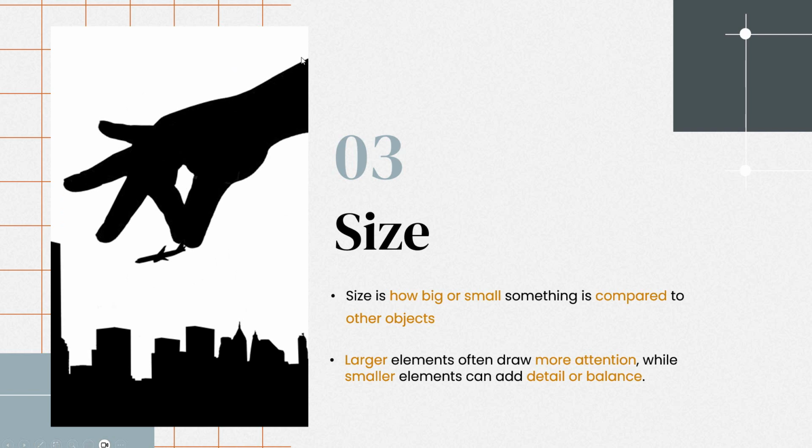Imagine if I just gave you a picture of a hand and asked you, is it big or small? You cannot find out how big or small something is unless there is another object that you can see and compare the size with. Also, large elements often draw more attention, while smaller elements can add detail or balance. The first thing you are going to see is the big element. It draws your attention first, and the smaller element adds more detail or balance in the composition.